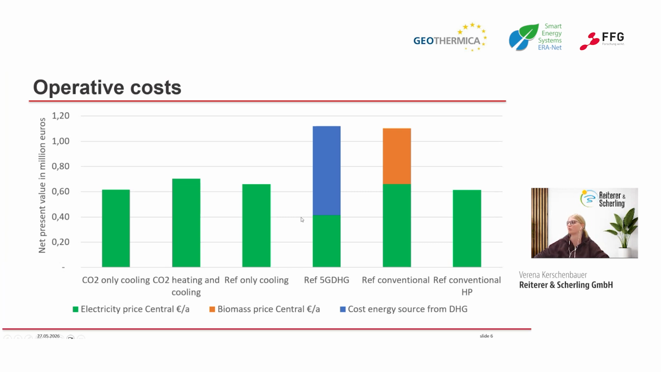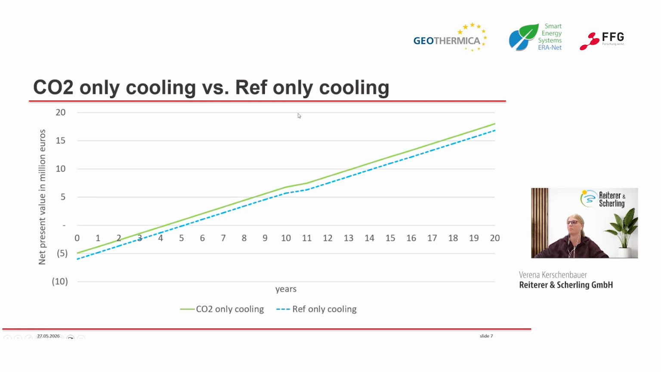We have much higher operating costs by about 1 to 1.2 million euros. Now we have seen the investment costs and the operative costs, and that allows us to examine the cumulative cash flow for each scenario. If we first compare the CO2 only cooling with the REF only cooling, the cumulative cash flow of the CO2-based network is slightly better than that of the conventional network.